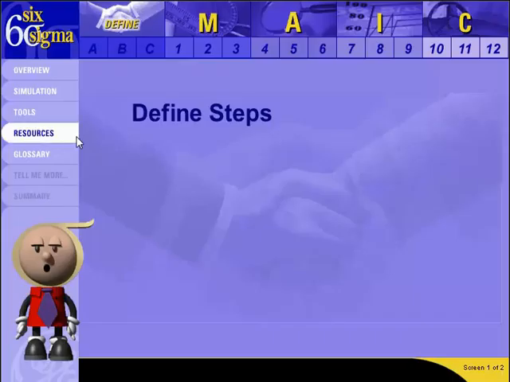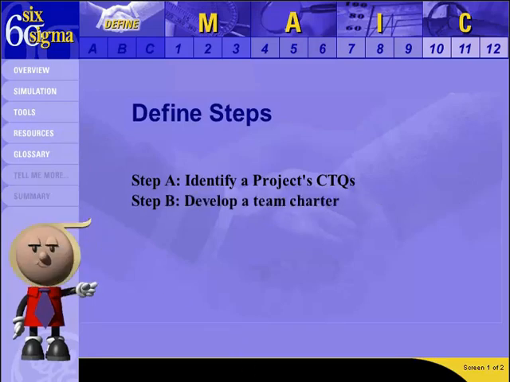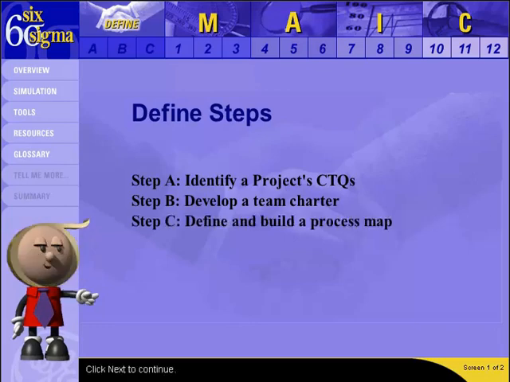Here are the 3 steps of the define phase. Step A is to identify your customer CTQs. CTQ means critical to quality. In other words, what does your customer think is essential, and how do you set up a project to meet their desires? Step B is to develop your team charter. This documents the scope of your project, the business case, and the role of the team members. Step C, the final step of the define phase, is to build a map of the current process that will help you target a specific area for improvement. Now click Next to get your assignment.